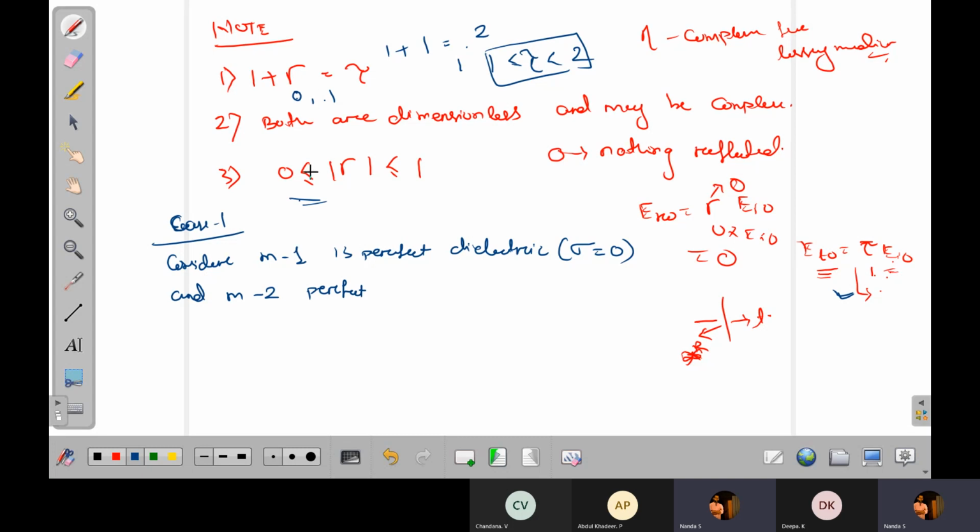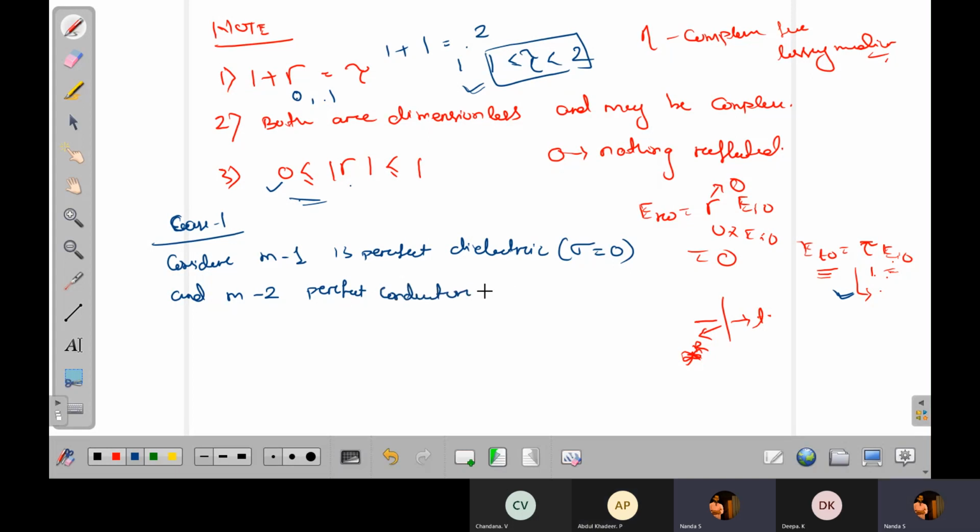But from here you can see if this is the range of the reflection coefficient, then this will be the range of the transmission coefficient. Just put the maximum value and minimum value, and it will give you the range. Is this clear? What is the range? Yes. Okay.